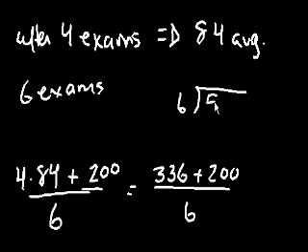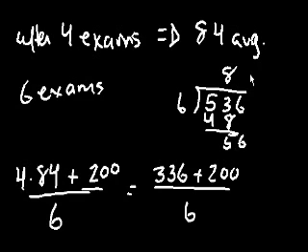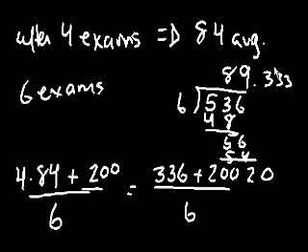6 goes into 536. I don't know if I gave myself enough space. But 6 goes into 53 8 times. 48. Then 56, 6 goes into it 9 times. 9 times 6 is 54. 6 minus is 20. So we'll see it's actually 89.333333. It goes on forever. So 89.3 repeating.